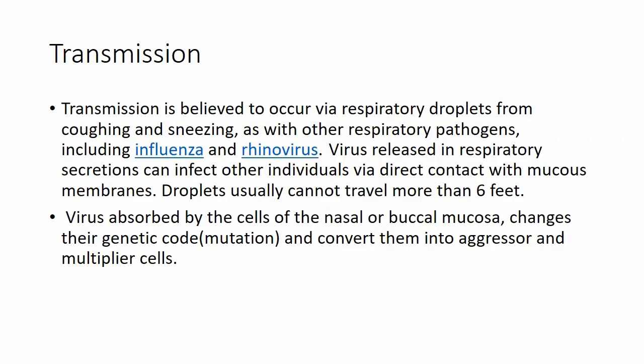Transmission mainly occurs via respiratory droplets, as with other common respiratory pathogens. It is believed that the virus cannot travel more than 6 feet. The virus is absorbed by mucous membranes of the nose and the oral cavity. Then it undergoes genetic mutation and converts them into aggressive and multiple slaves.